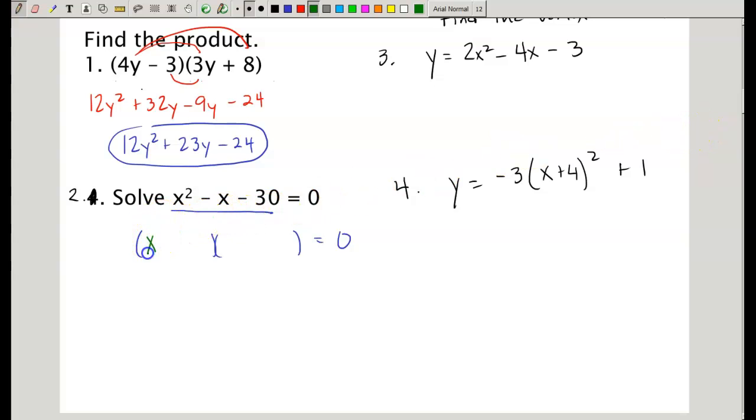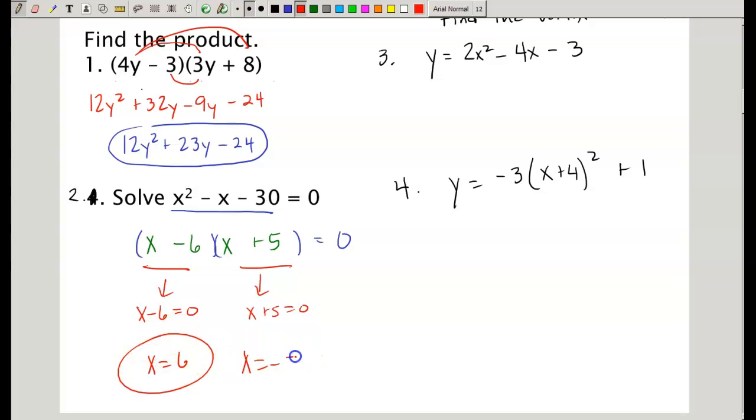You could have done it either way, but the first terms there have to be an x, and then we'd have to think about what multiplies up to negative 30 and adds up to negative 1. That has to be a minus 6 and a plus 5. If we were to FOIL this, we would get the exact same thing on the top. To solve this, we set each of these binomials, each of those factors, equal to 0. So x minus 6 equals 0 and x plus 5 equals 0.